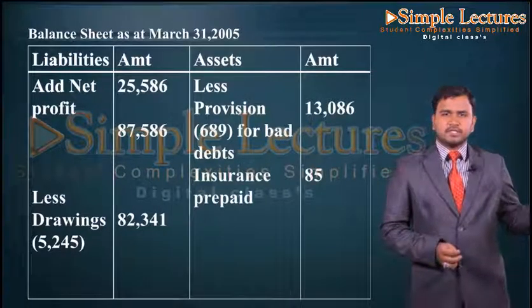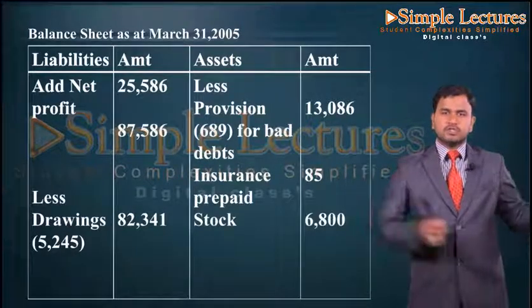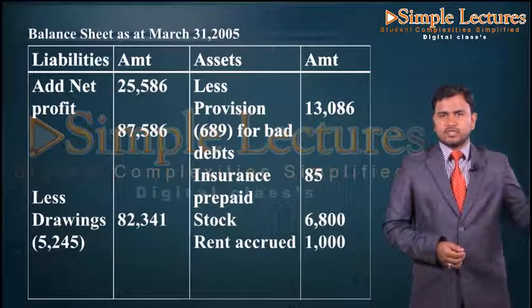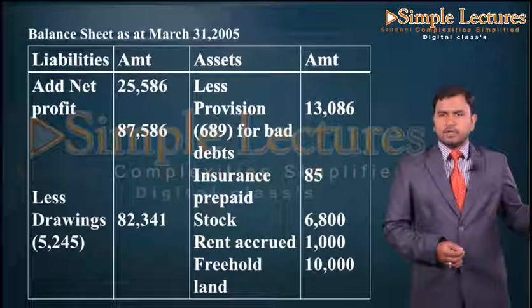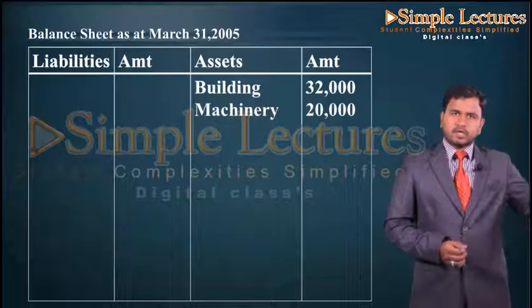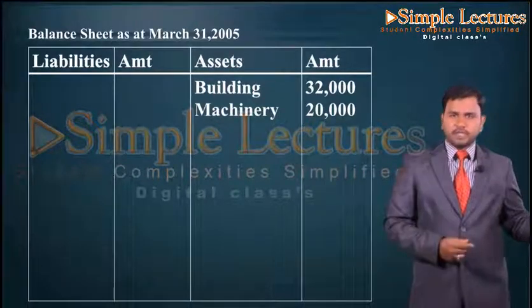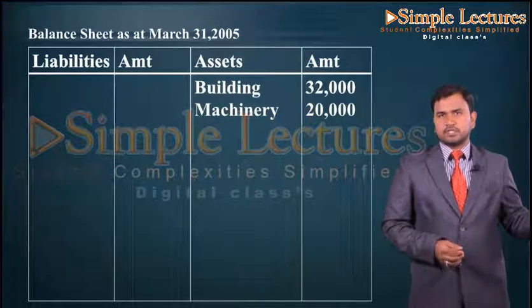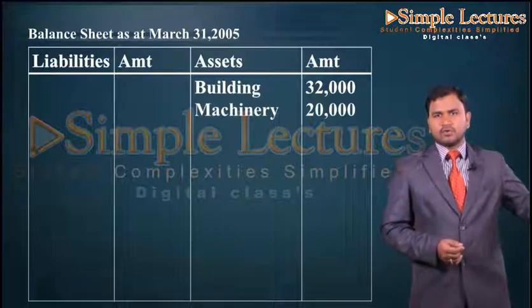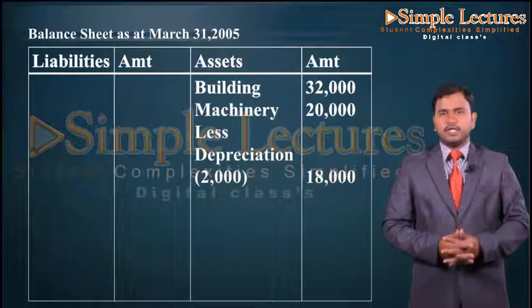Then we have insurance prepaid, which is for the next year. Again it is an asset, insurance prepaid 85. Then we have stock, which is closing stock, 6,800, rent accrued 1,000, freehold land 10,000, buildings 32,000, machinery 20,000. But coming to machinery, we have charged depreciation in the profit and loss account, that we have to deduct here because depreciation is nothing but decrease in the value of asset. So let us reduce that. Machinery, inner column 20,000, less depreciation 2,000, outer column 18,000.